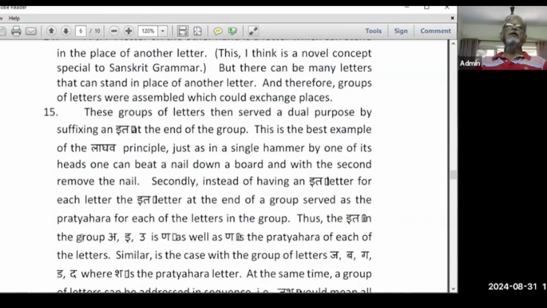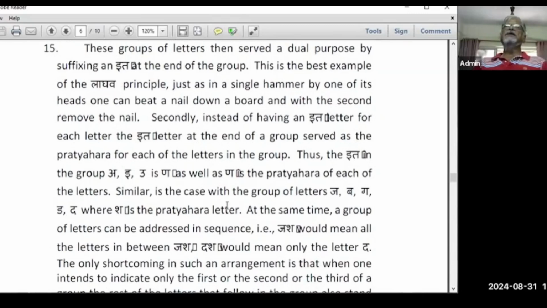Thus, the it in the group a i u na, as well as group a i u na, is the pratyahara of each of the letters. It is ana, ina, or una. Ana is the pratyahara for all the three letters.